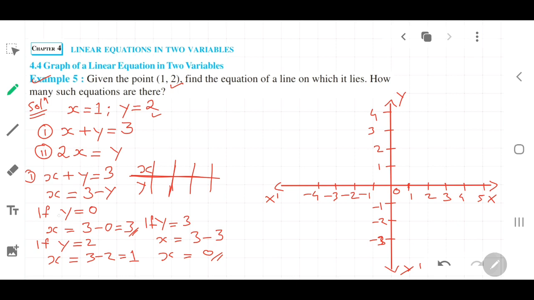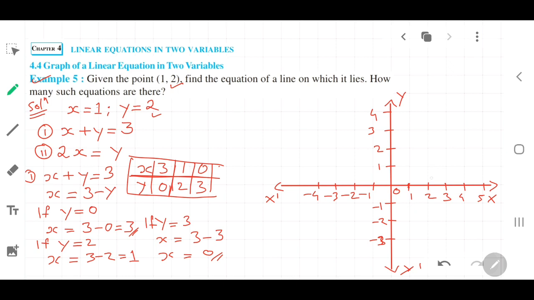So in the first case, y we have taken as 0. So how much x did we get? We got 3. Then y we have taken as 2. How much x did we get? We got 1. Y you have taken as 3, and x we got 0. Understood? Now based on this information, the values of x and y, just plot them on this graph.